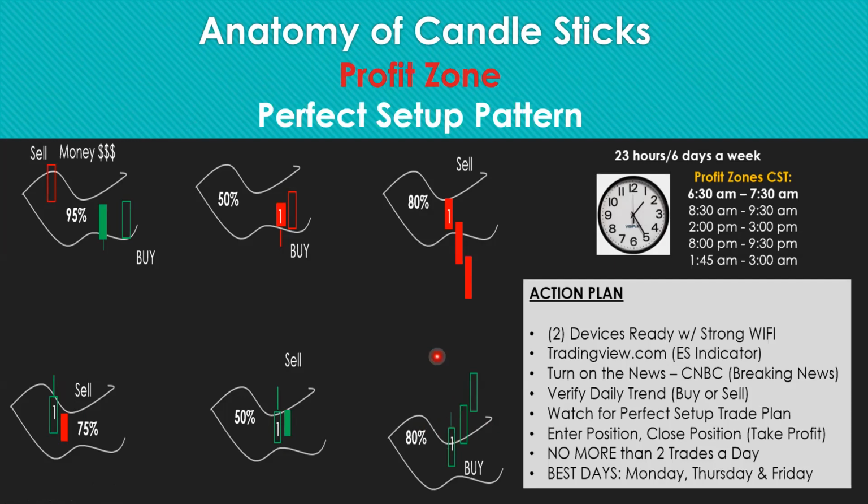You've got 6 days a week to trade, 23 hours a day. Obviously, you're not trading all that time, but you should be able to find a time frame where you could practice. Obviously there's money between 6:30 and 7:30 in the morning, 8:30 to 9:30, 2 to 3, 8 to 9:30, and 1:45 a.m. to 3 a.m. You should see some form of volume take place.